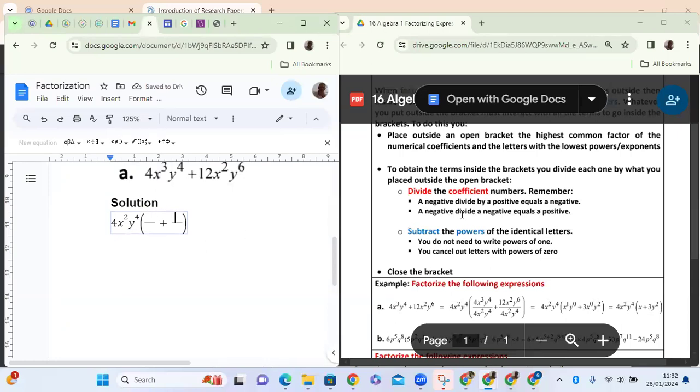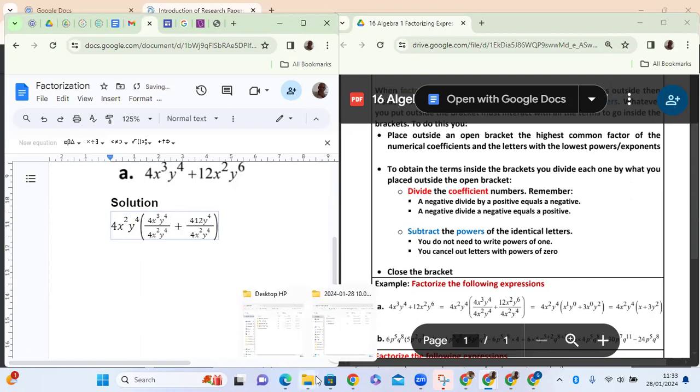Now it says divide. I must divide by the highest common factor. So I have to divide both terms by 4x squared y to the 4. So I have to divide 4x cubed y to the 4 by 4x squared y to the 4. And I have to divide 12 x squared y to the 6 by 4x squared y to the 4.